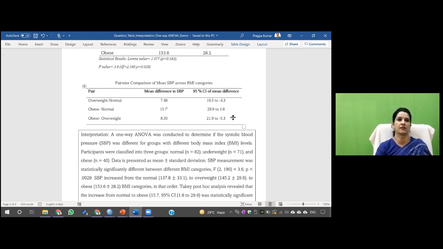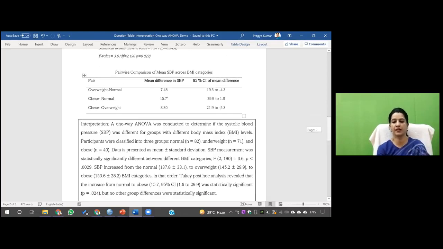Yes, sir, because it was a mean difference, it may be difficult for the reader to understand. Now it seems okay because it is positive, and you can see the differences are overweight minus normal, obese minus normal, and obese minus overweight. Any other query?